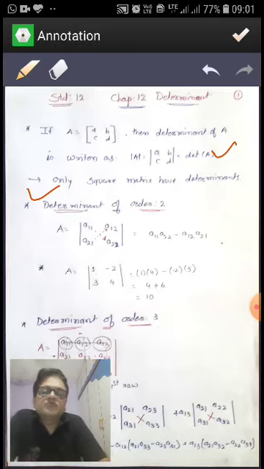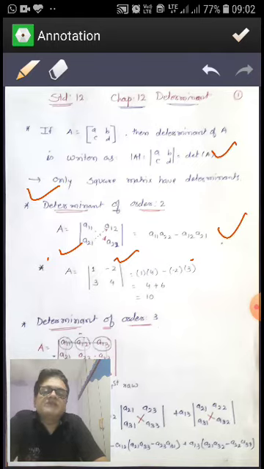So 2 cross 2. For 2 cross 2, suppose A is [a11, a12; a21, a22], then we have to take cross multiplication of these two. See, a11 and a22 is called the principal diagonal, and a21 and a12 is called the subsidiary diagonal. So multiplication of principal diagonal a11 a22 minus multiplication of subsidiary diagonal a21 a12. So this is the value of the determinant.